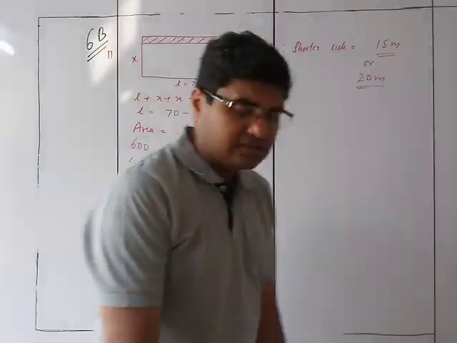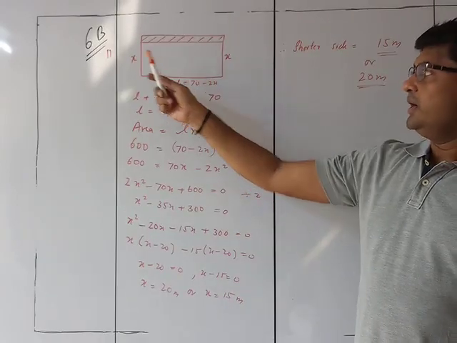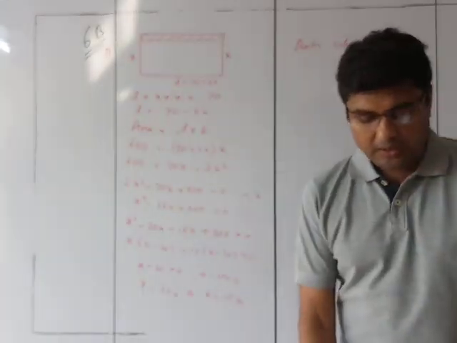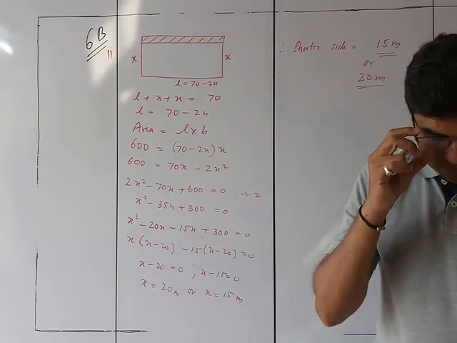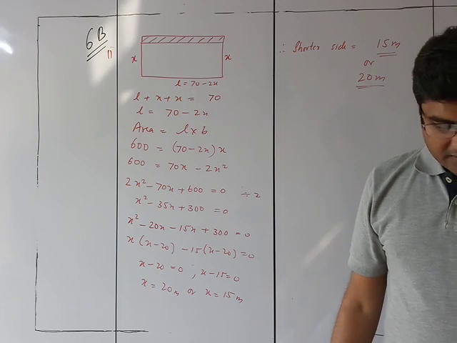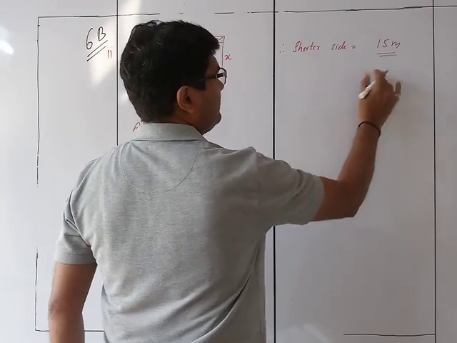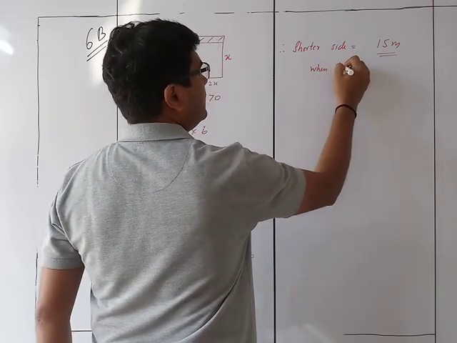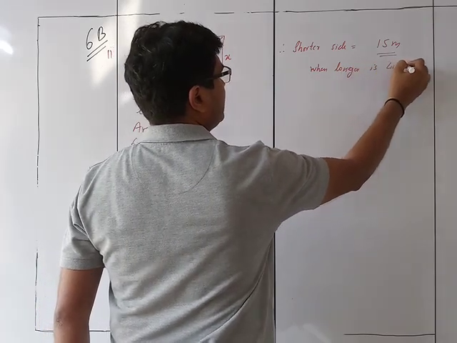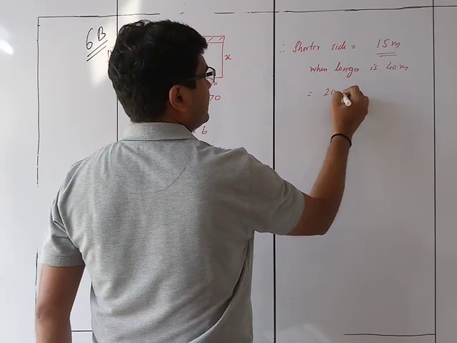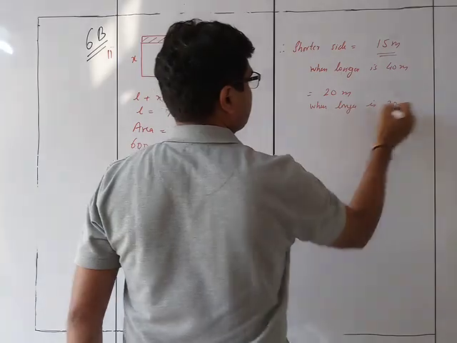So we have got two answers for the same thing. If it is 15 and 15, then this will be 40. If it is 20 and 20, this will be 30. In both the cases, you can see they are the shorter sides. So the answer to this particular thing will be 15 when longer side is 40 and 20. So this will be 15 meters. We'll write over here 15 meters when longer is 40 meters and is equal to 20 meters when longer is 30 meters.